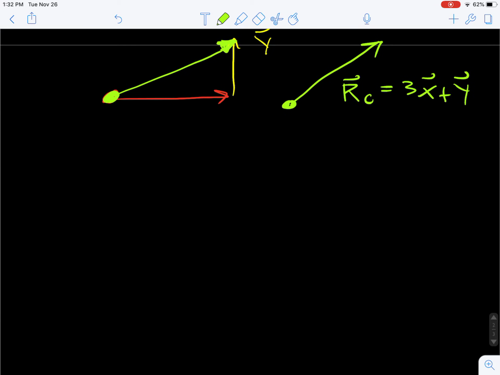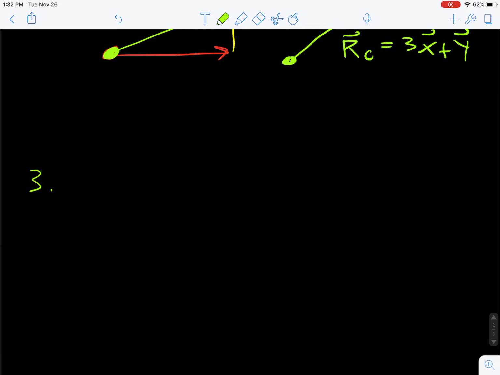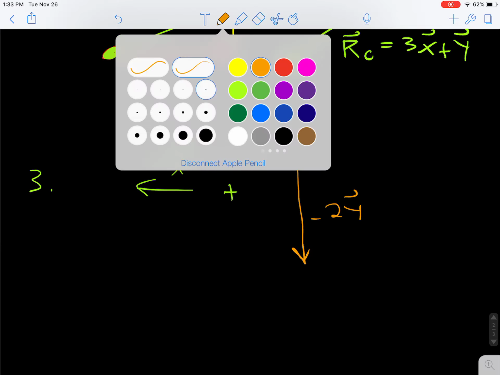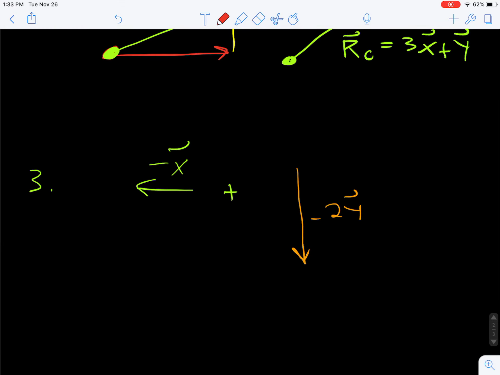All right, let's do one more. So now we're going to add the vector minus x to the vector minus 2y. And we want to find the resultant vector, and this one I'm going to call it RD.